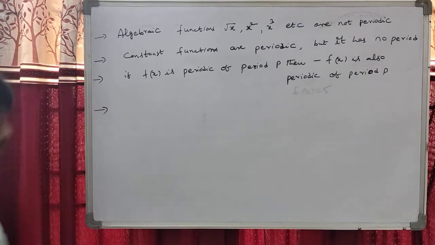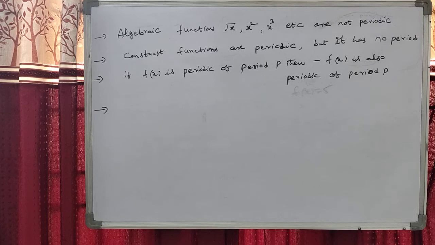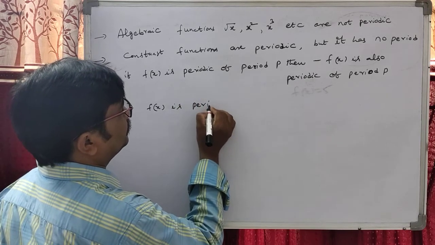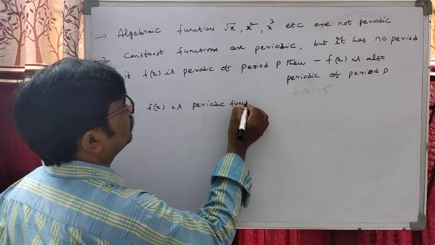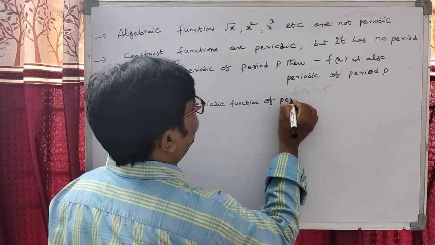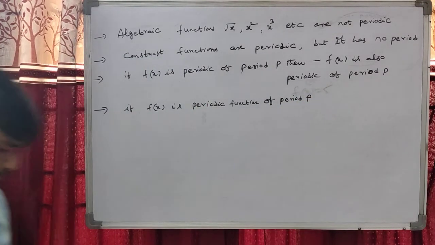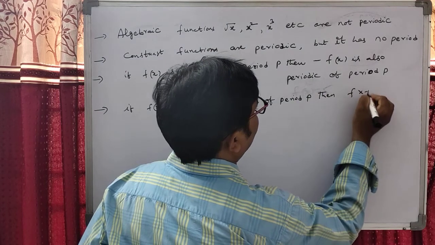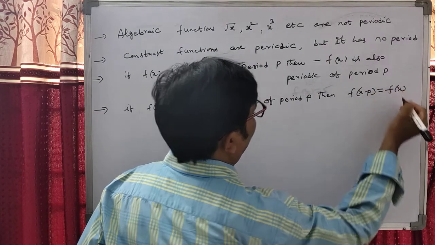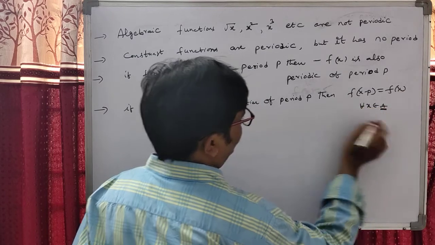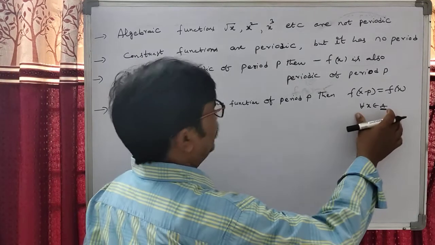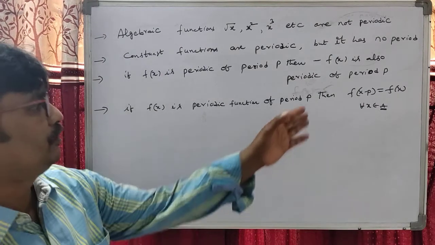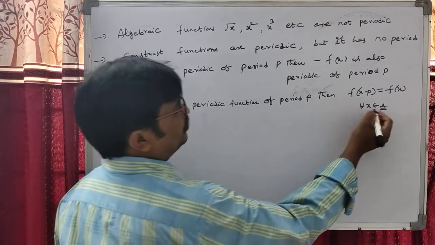Now the next point, students: if f of x is a periodic function of period p, then f of x minus p is also f of x for all x belonging to A, where f is mapping A to R. If f of x is a periodic function of period p, then f of x minus p is also a periodic function of period p. Okay students?